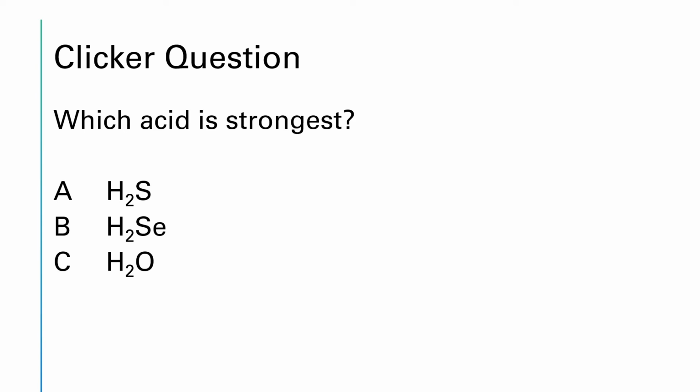Take a moment and think about this question. Out of this series of acids, which one of these is going to be the strongest? You may want to pause the video to give yourself a moment.